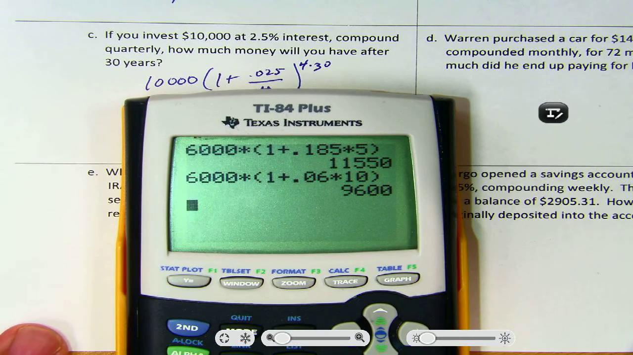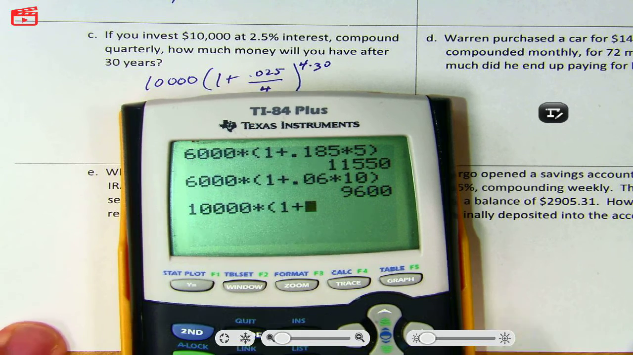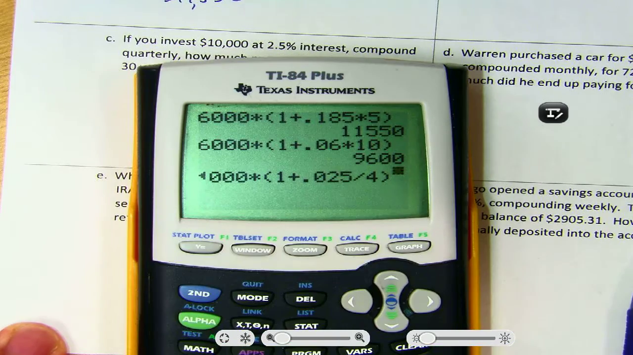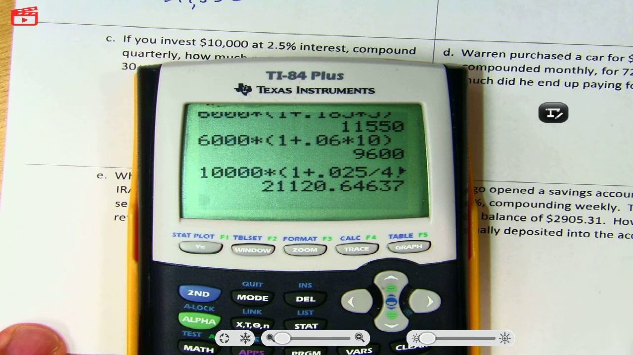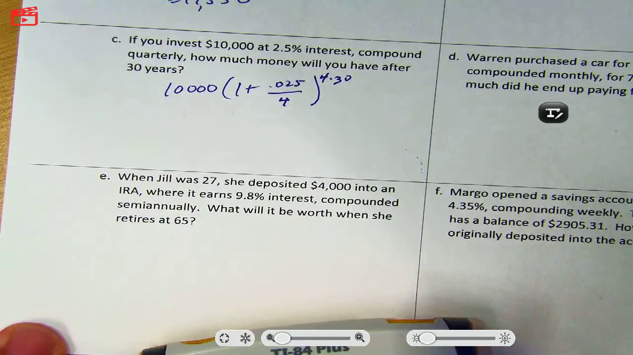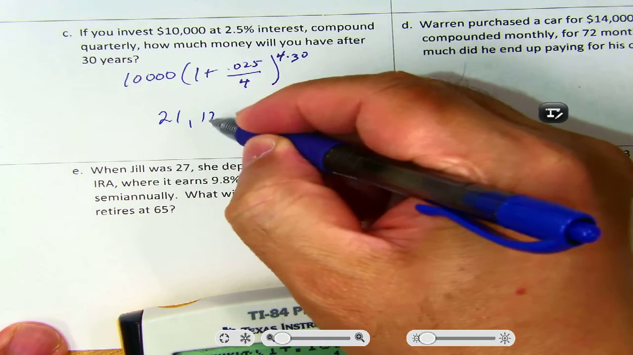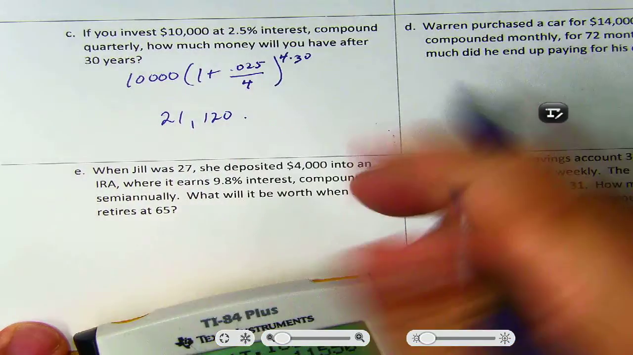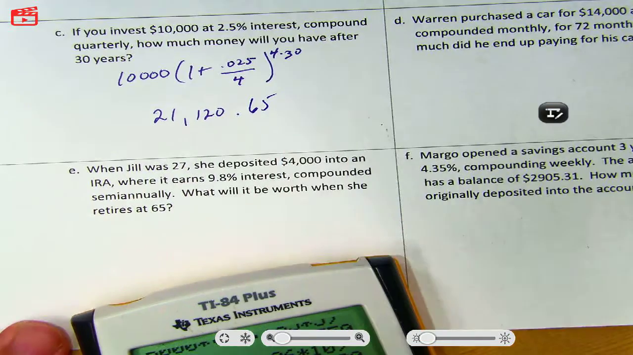All right, 10,000 times 1 plus 0.025 divided by 4. Close those. Raise it to, and we want 4 times 30, or just do 120. Right? 4 times 30 is 120. And now we have $21,120.65. All right, let's round it to the nearest penny.